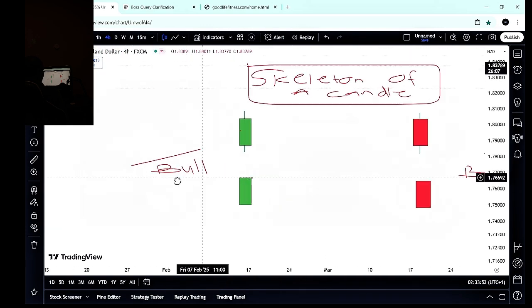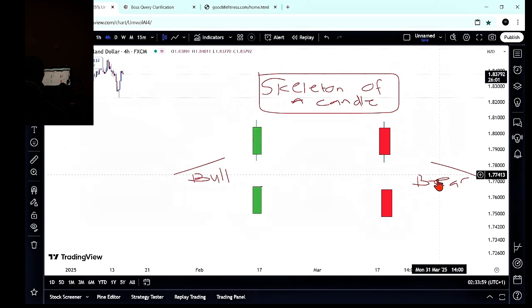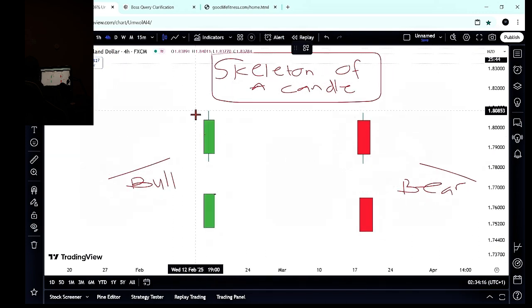Looking at it from this basic skeleton of a candle. This for a bullish candle, this for a bearish candle. For those of you who don't know about this, I'm going to show it to you right now.